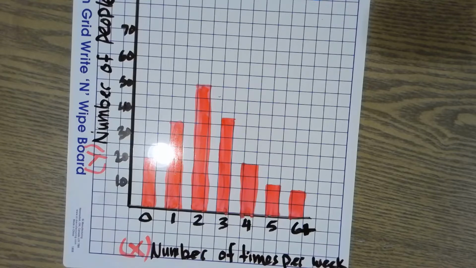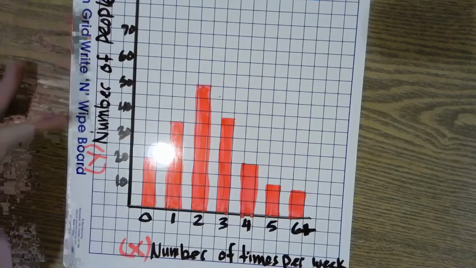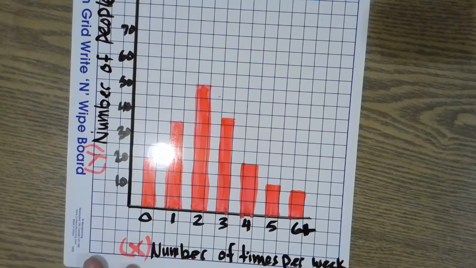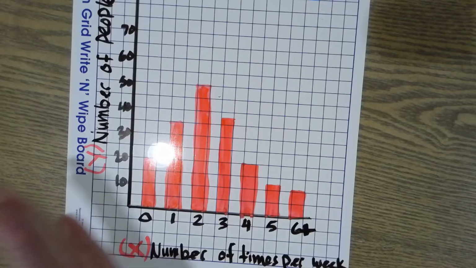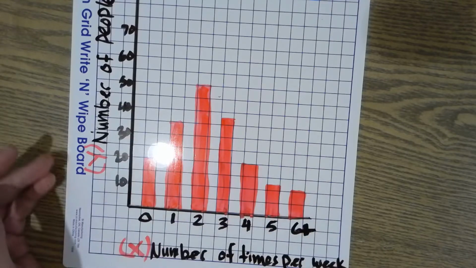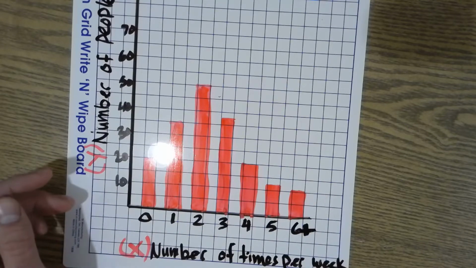So this is the number of times per week that people eat fast food, and then this is the number of people, as in number of people that voted for that particular option. So you can see my data here. Okay, I've got my bar graph filled in here.